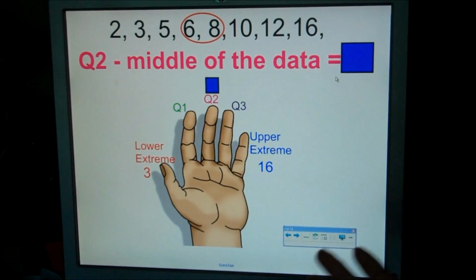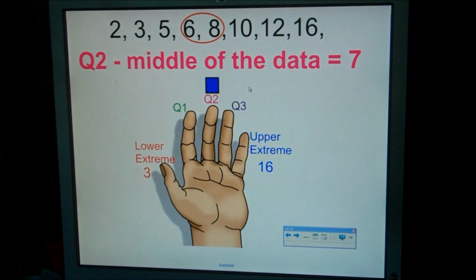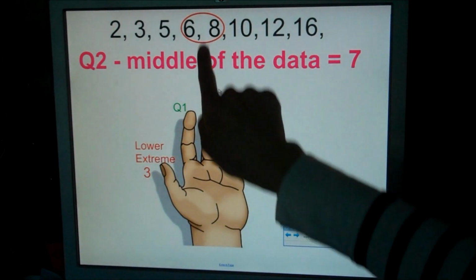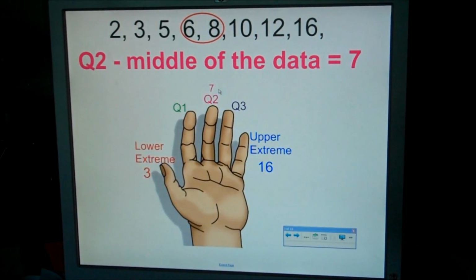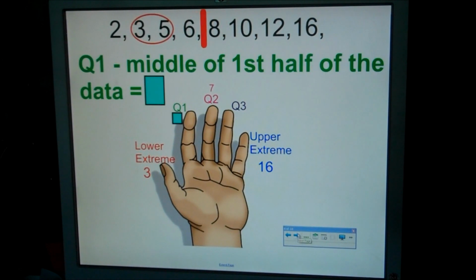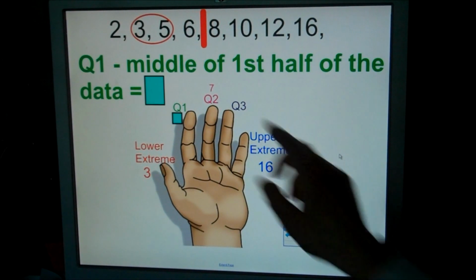So who is technically dead in the middle of 6 and 8? You don't need your calculator. It's 7. So my next piece of information, quartile 2, is the value of 7. It splits my data. I have above 7 and I have below 7. You okay with me there? All right, moving on.